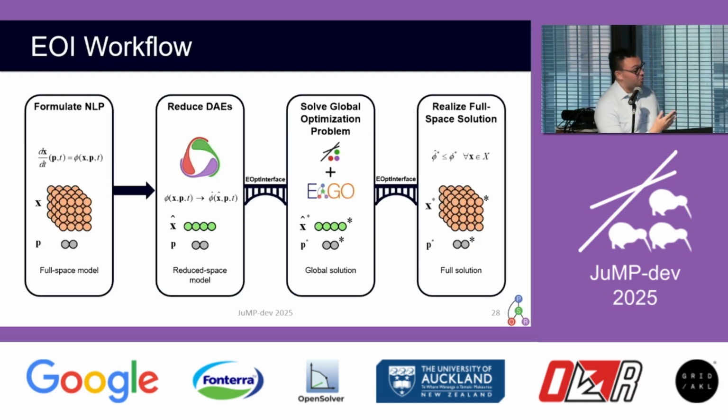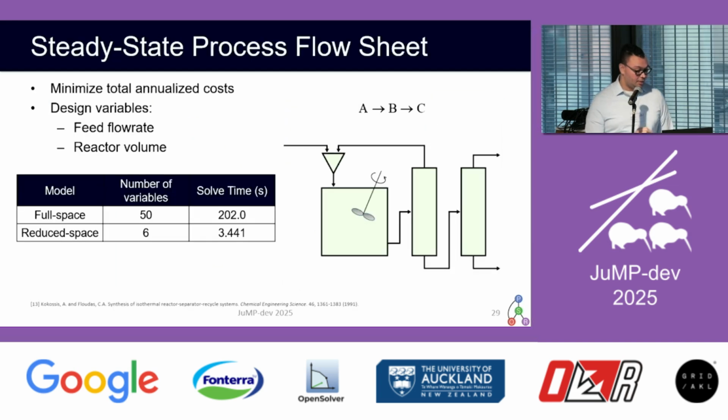So we can follow this workflow again. We make our model, put it into ModelingToolkit, then send it to JuMP and EAGO, then send it back to ModelingToolkit. So these are the results for that system. The full space is 50 variables, while the reduced space is 6 variables, and you can see a huge difference in the amount of time it takes to solve that problem.